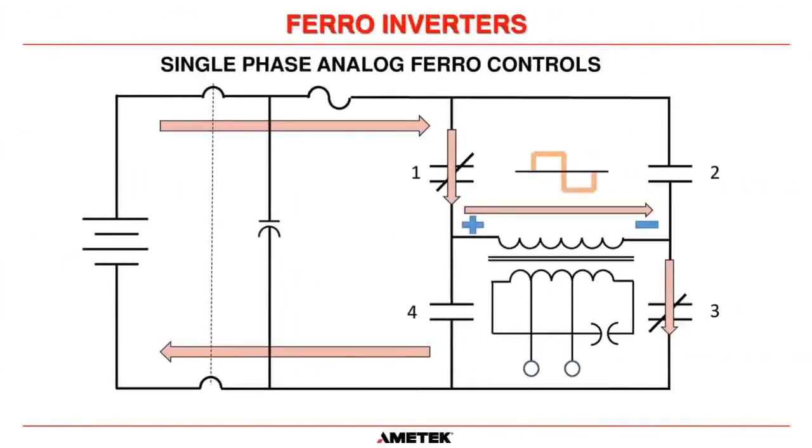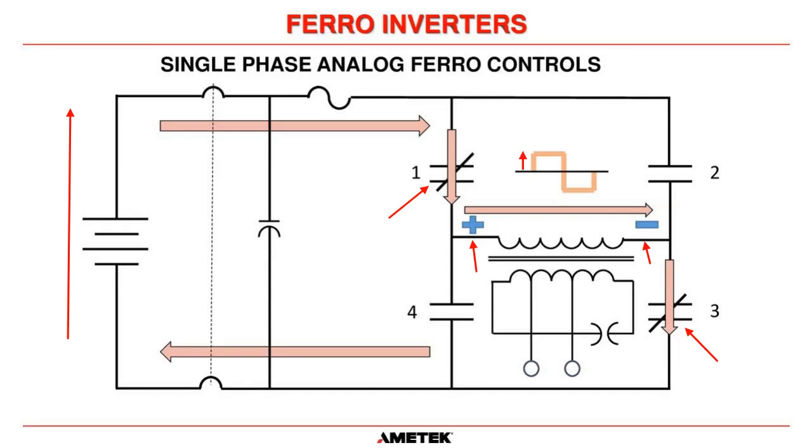So if we close two contacts, we'll assume our voltage here is 135 volts DC. If we close contacts 1 and 3, we're going to have a plus on the left to a minus on the right, and our full DC voltage across the primary of this transformer.